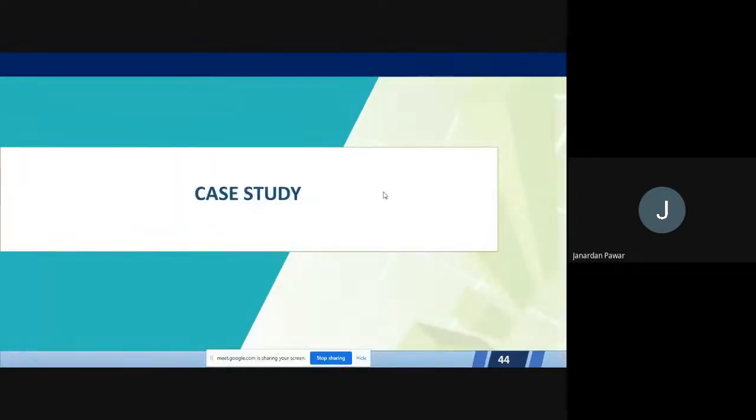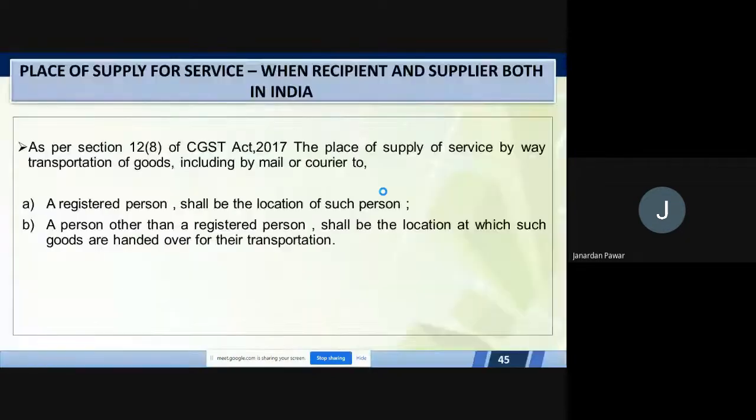Now, here are some case studies which we guys have taken for the purpose of better understanding, and from that we can understand. Look at this. This one is a case study for the purpose of understanding, and from this we can see what is that exactly. Look at this one. Place of supply for service when a recipient and supplier both in India. See, we are deciding a place of supply for a service provided by the supplier, but the condition is what? The supplier and recipient both are from India. They are not different than India.